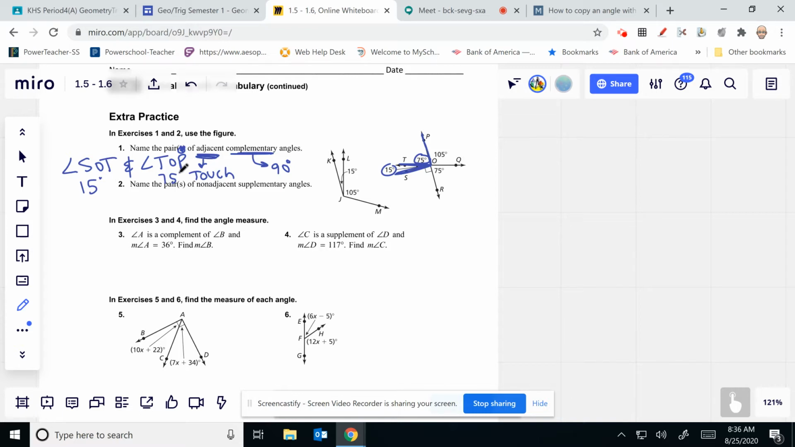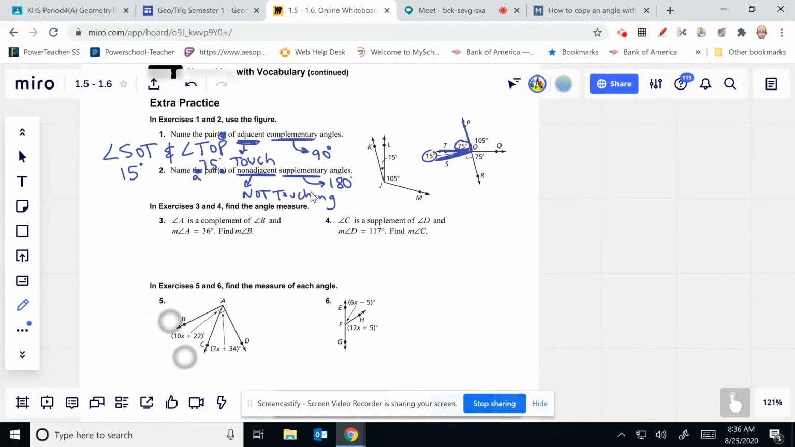And I'm going to cross out the word "the" in the second one and just put "a", and I'm going to cross out the S. We're going to name a pair of non-adjacent, that means not touching, supplementary angles. And supplementary means they add up to 180. So they don't touch, but they add up to 180. Two angles that don't touch, but add up to 180.